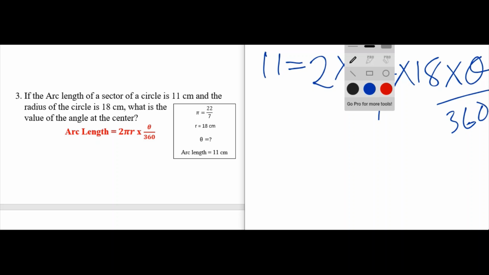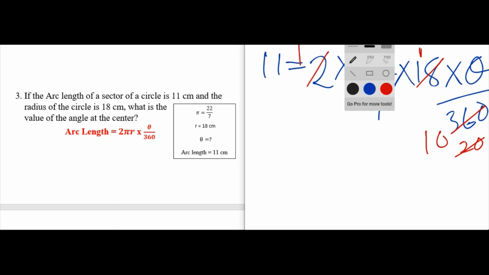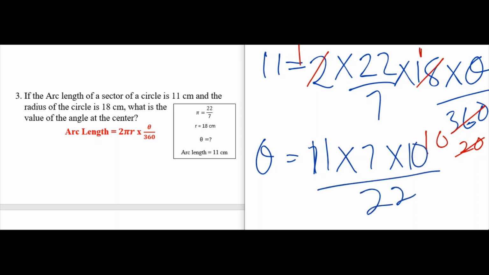So what can we do over here? Let's see how we can simplify. 18 into 2 is 36. So we can also cut this 10 and 1. And let's continue. So theta will be equal to 11 we already have, 7 into 10 divided by 22. Alright, so we can cut this 11 and this 2. So we have 7 into 10 is 70. 70 divided by 2 is 35 degrees, which is going to be the answer.